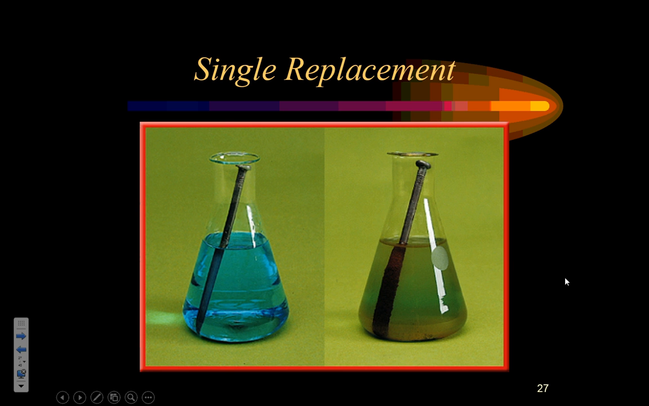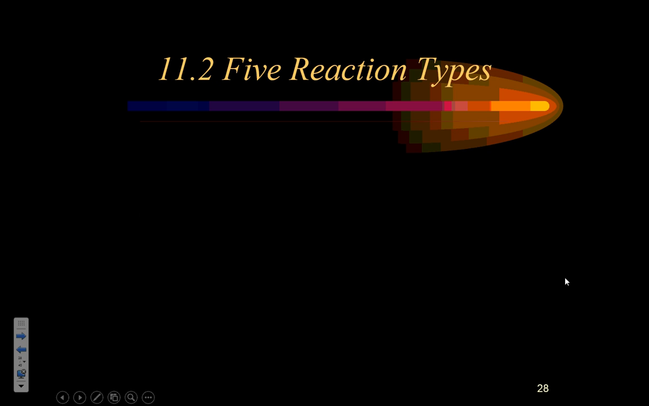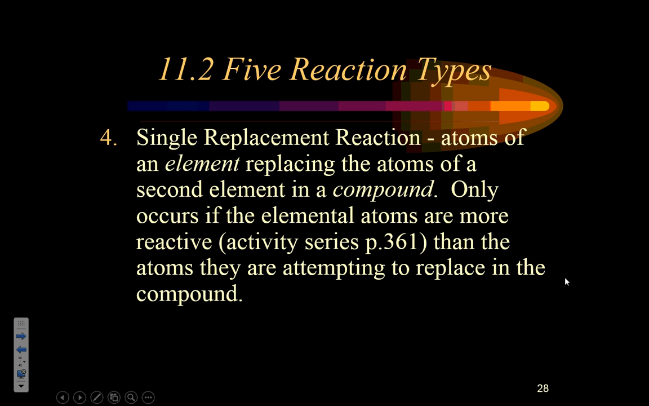So obviously we've got some definite chemical changes occurring here. Well, what's actually happening is what's called a single replacement. And the reason it's called that is because we have one replacement occurring. So a single replacement reaction is when atoms of an element replace the atoms of a second element in a compound.